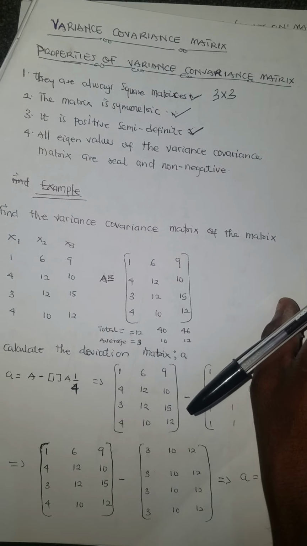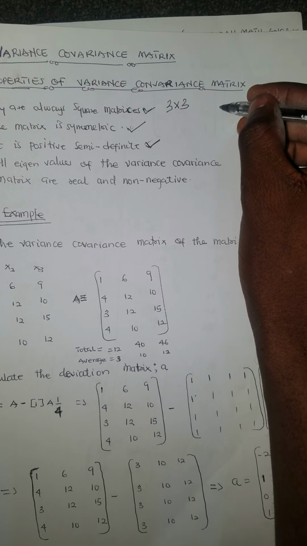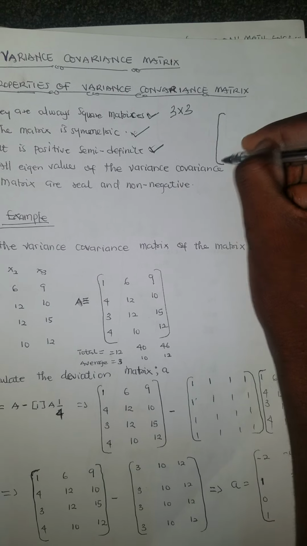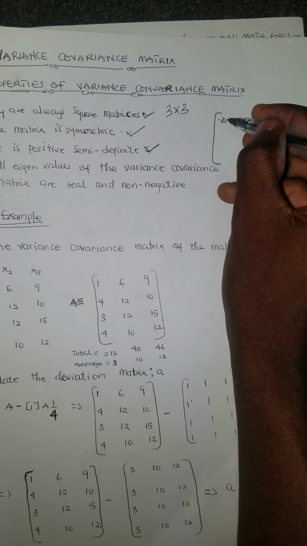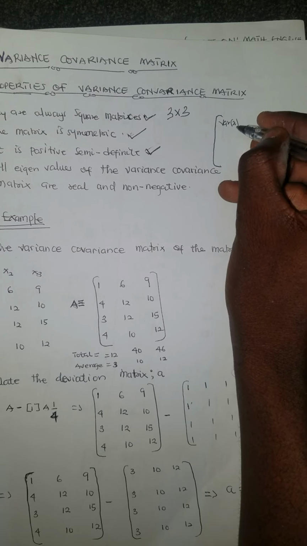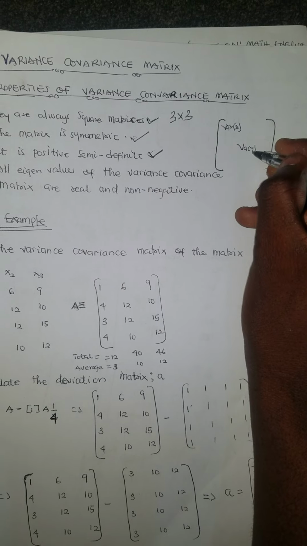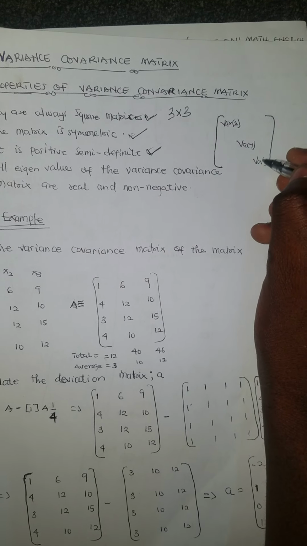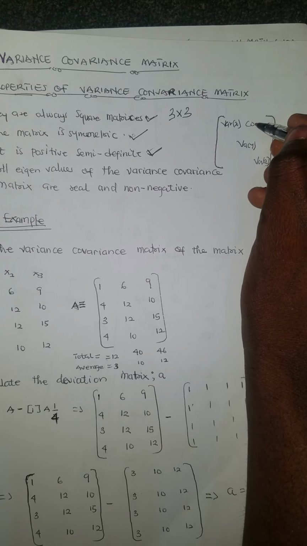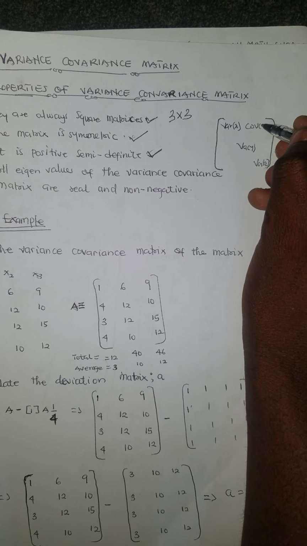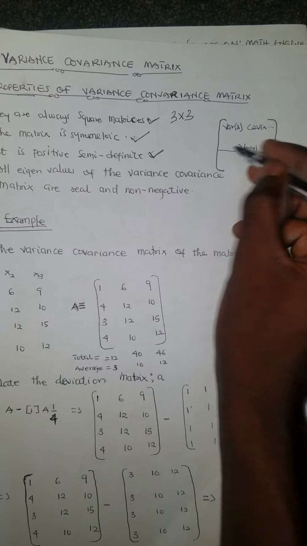And how do we represent the variance covariance matrix? This will be the variance of x, the diagonals are always variances, the variance of y, and then the variance of z. Here will be the covariance of x, y. So the rest are covariances.